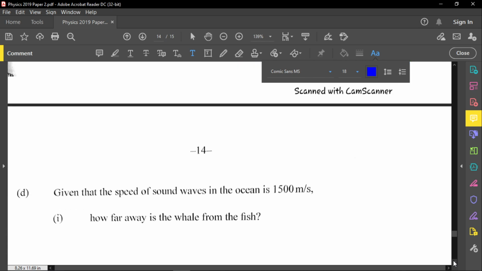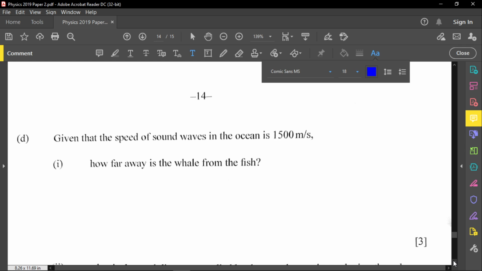Next part of the question: given that the speed of sound waves in the ocean is 1,500 meters per second, how far away is the whale from the fish? Now they only give us time and no speed. So time and speed can help us calculate this, because we want to find distance.